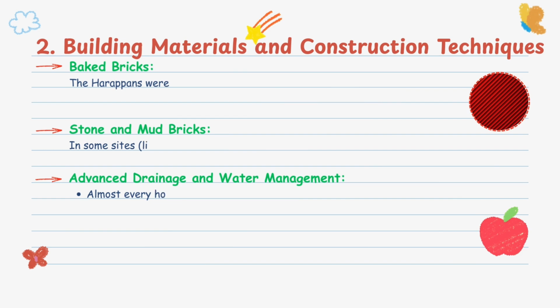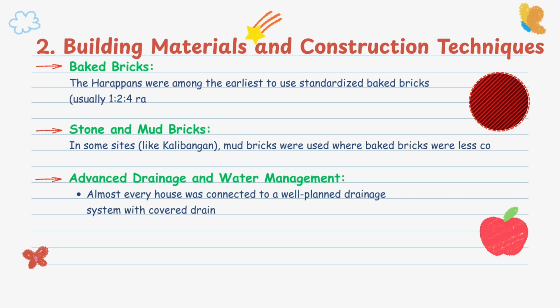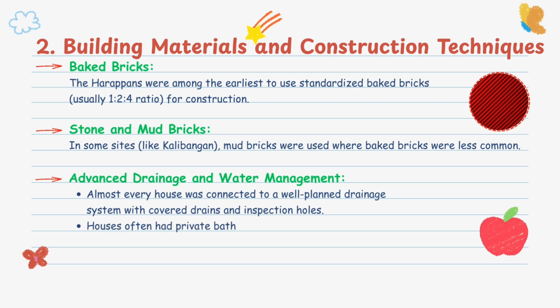2. Building materials and construction techniques. Baked bricks. The Harappans were among the earliest to use standardized baked bricks, usually in a 1:2:4 ratio, for construction. Stone and mud bricks. In some sites, like Kalibangan, mud bricks were used where baked bricks were less common.